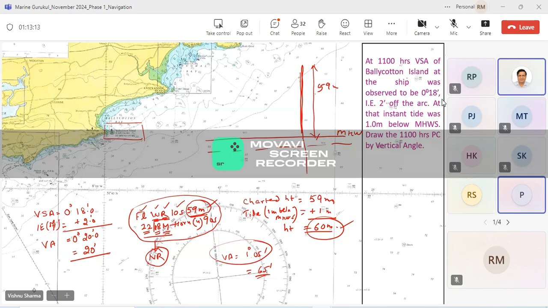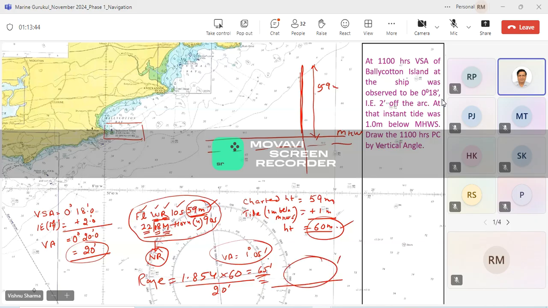Now once you get the height and you get the vertical angle, you can put them in the formula and get the range. Now the range will be equal to 1.854, because in my slide it is 1.854, into a height of 60 meters divided by theta in minutes, 20 minutes, and we'll get the range in nautical miles. Using that range and Ballycotton Island as the center, we can draw the position circle.